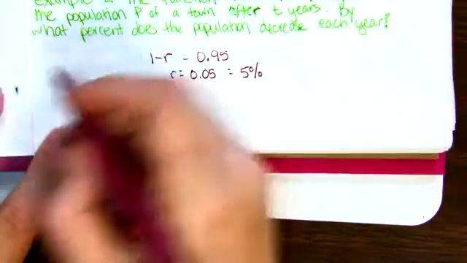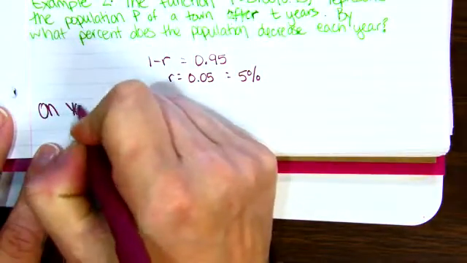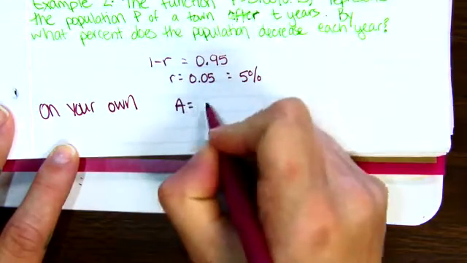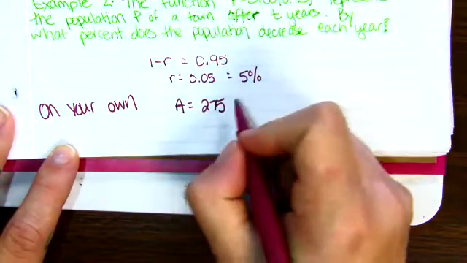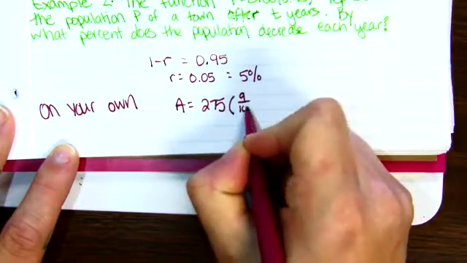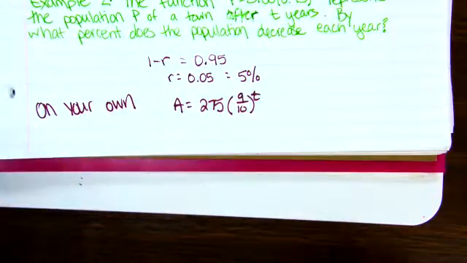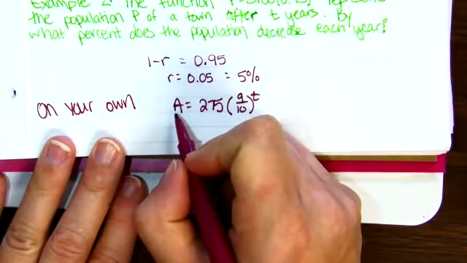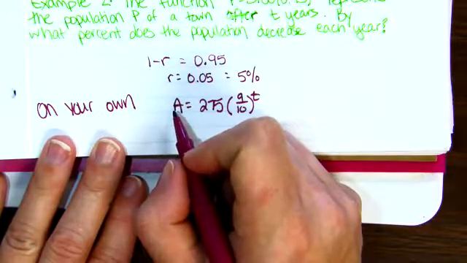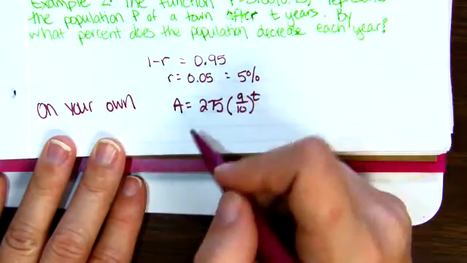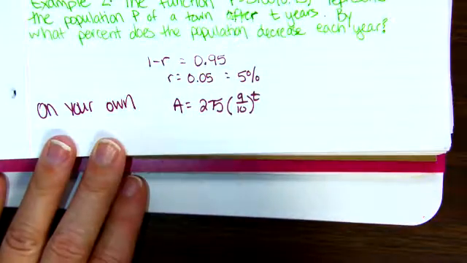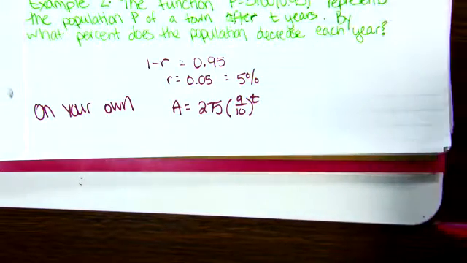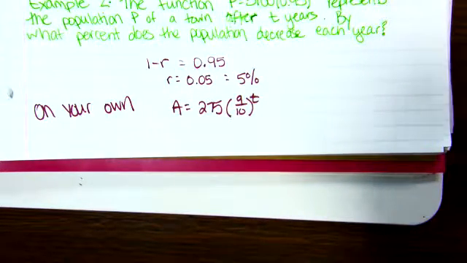So an on your own problem for you to try quickly. You have this function, a equals 275 times 9/10 to the t power. This represents the area. The A is the area of a coral reef after t years. So what % is the area of this reef losing each year? So pause just for a second to think about it, and then come right back to me.